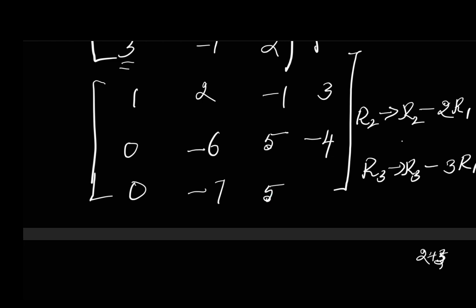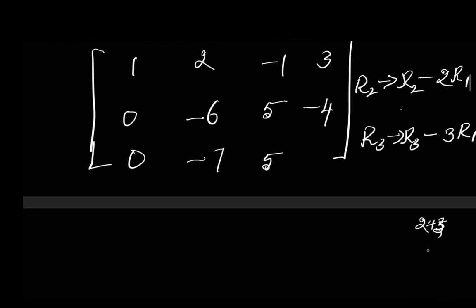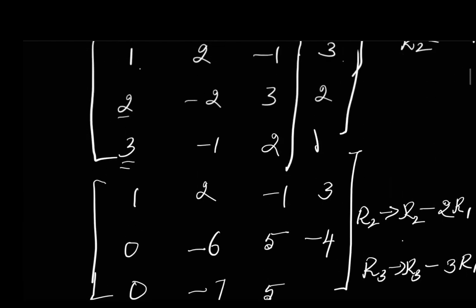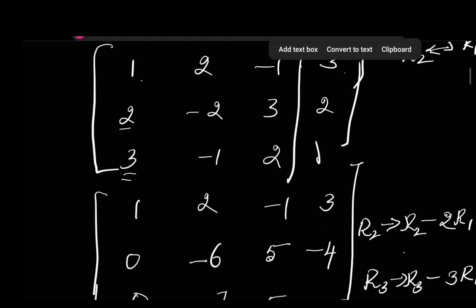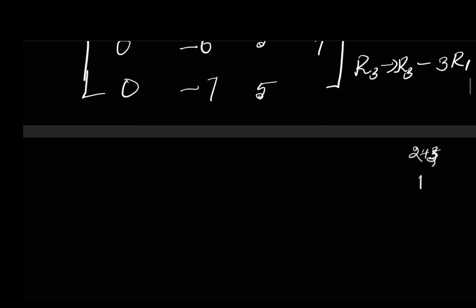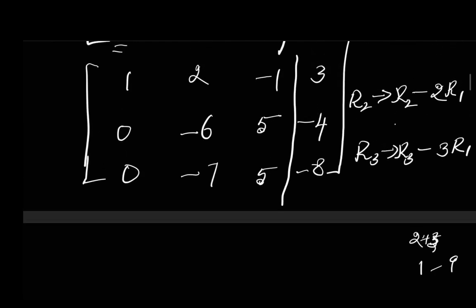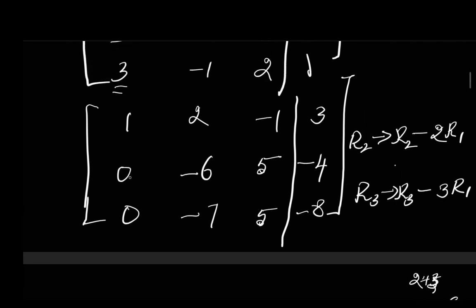You will get 5. Then R3 here is 1, 1. And then this is 3. So 3 minus 3 is minus 9. Minus 9. So you will get minus 8. So this is your A matrix and B matrix. Okay. So we got 1 and below this entry 0, 0.